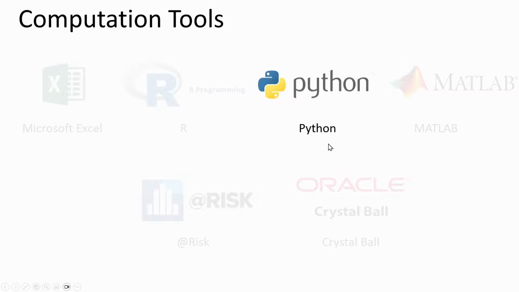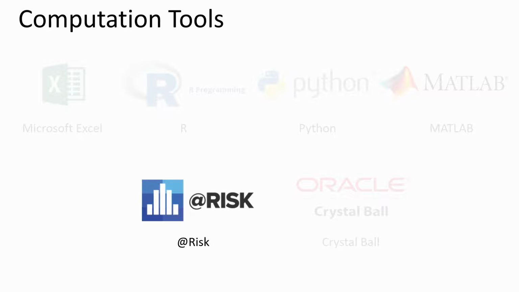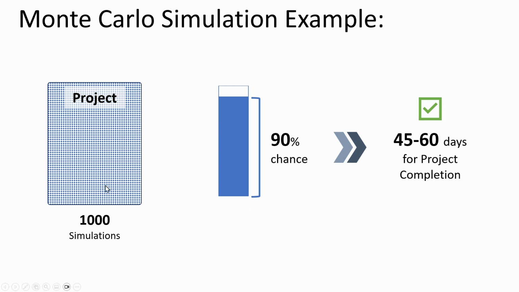One more tool we have is MATLAB. MATLAB is used for precise effort modeling in technical fields. So it provides simulations with robust visualizations for engineering or project tasks. Then there are other software like @Risk by Palisade that's popular for project management, and we have Crystal Ball by Oracle for business projects. One example is a project run 1000 times in simulation to show us that there is a 90% chance of completion between 45 to 60 days.